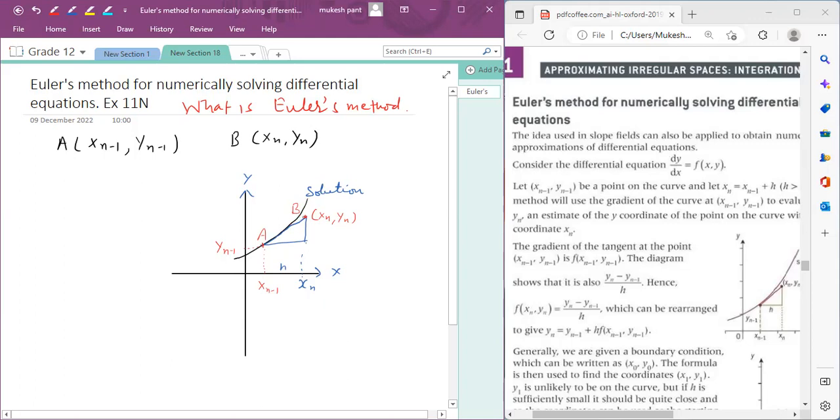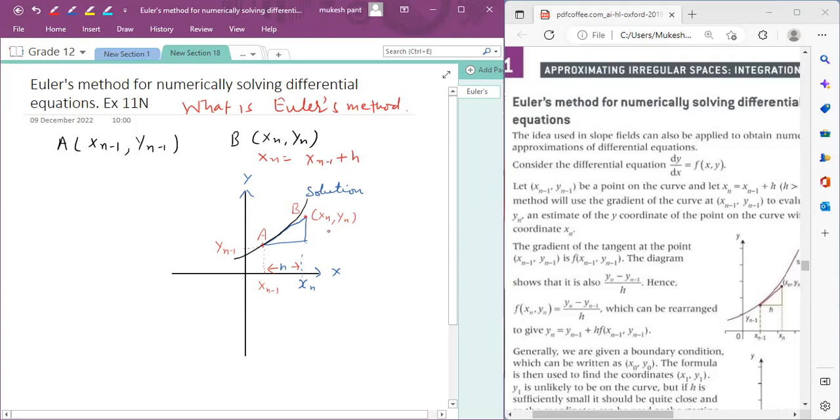And point B is very close to the solution curve, and you can see its coordinates are xn and yn, and there is a relation between xn and xn minus 1: xn equals xn minus 1 plus h, as you can see from this figure. Okay, so xn will be equal to xn minus 1 plus h. Okay, so we will use the gradient method to find out the yn.